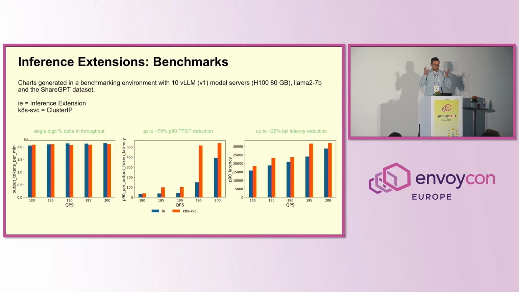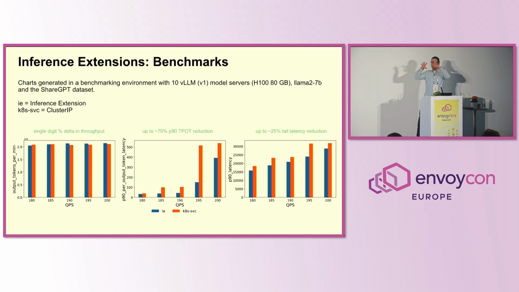And what's the actual value in doing this, right? So I'm just providing a basic set of benchmarks that have been run. These charts were generated using a benchmarking environment with 10 vLLM model servers using H100 GPUs, the Llama 2 7 billion parameter model, and the shared GPT dataset, right? And we're comparing the blue line, which is the inference extension with Envoy, versus just Kubernetes cluster IP load balancing.